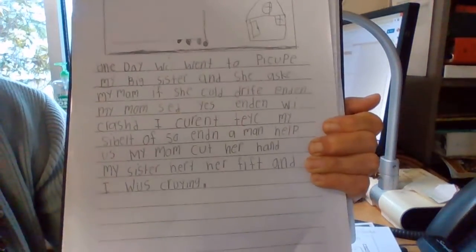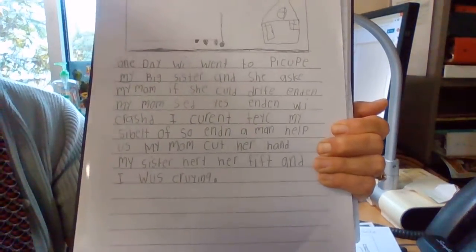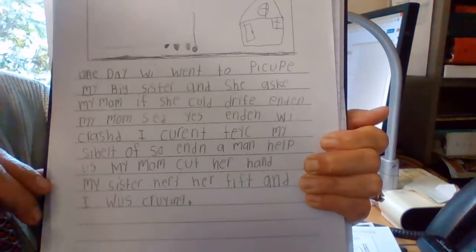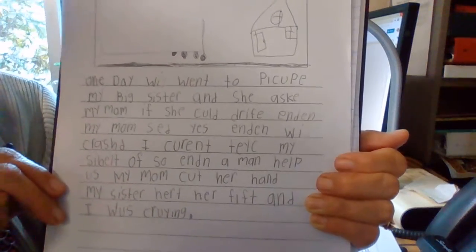Hello, boys and girls. Today in writing, we're going to work on making sentences. Look at this paper that one of the students wrote in the class. I'm going to read it to you.